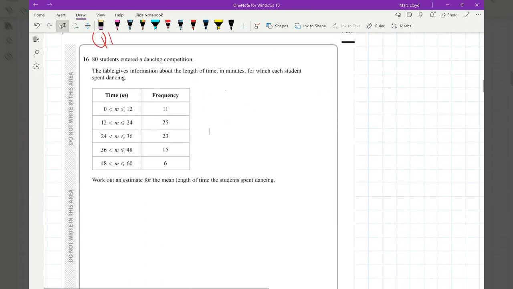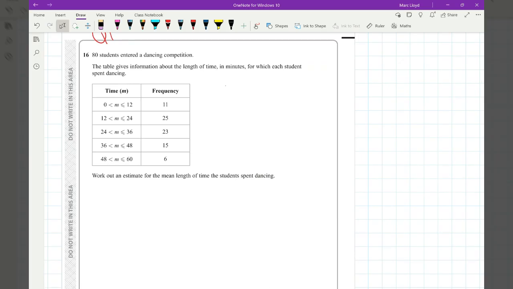Okay, paper one. Sorry, that's just jumped down pretty quick, but let's get into it. So question one on the higher, question 16 on the foundation. We've got 80 students entering a dancing competition. That means that the total of the frequencies is 80. The table gives information about the length of time in minutes for which each student spent dancing. Work out an estimate for the mean length of time the student spent dancing.